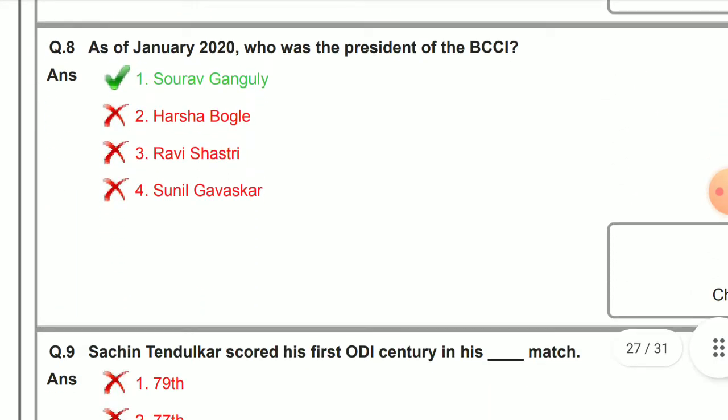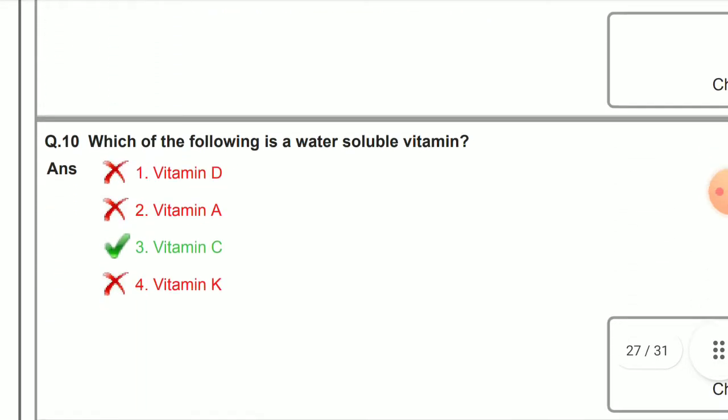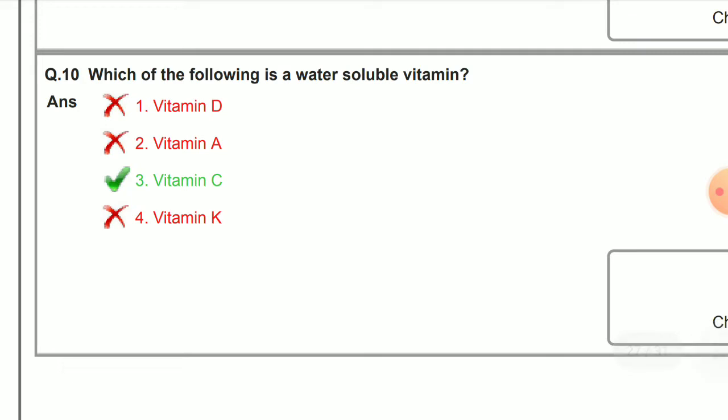Question number 8. As of January 2020, who was the president of BCCI? Answer is Saurav Ganguly. Question number 9. Sachin Tendulkar scored his first ODI century in his. Answer is 78th match. Question number 10. Which of the following is water soluble vitamin? Answer is vitamin C.